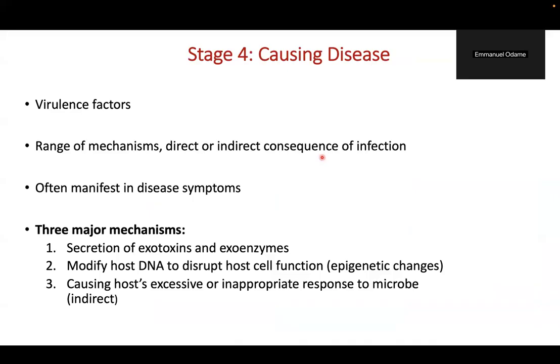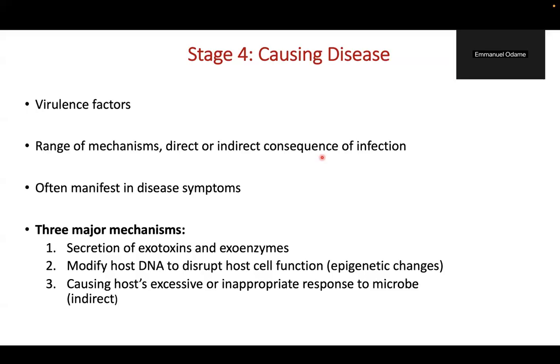So now let's talk about the fourth stage, which is causing disease. We've already talked about the virulence factors. We will also talk about the range of mechanisms or direct or indirect consequences of the infection. So we also have to know whether the pathogen is causing a direct consequence or indirect consequence from the infection. There are three major mechanisms that fall under this category of causing disease.